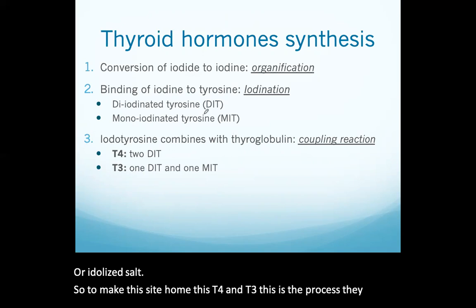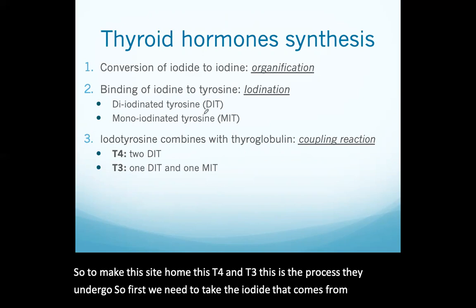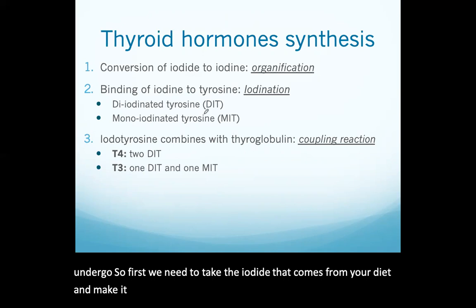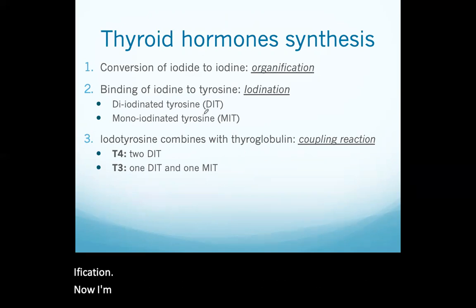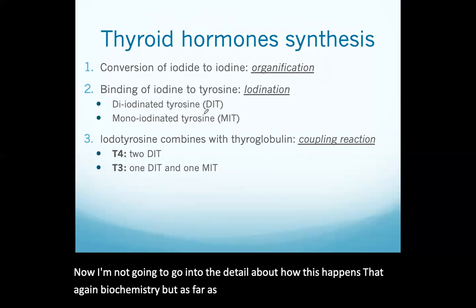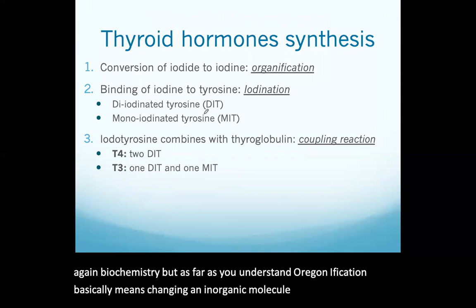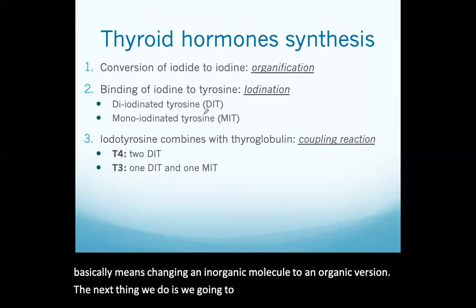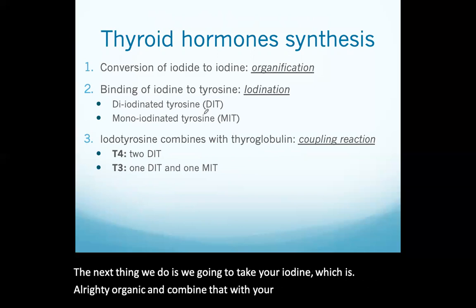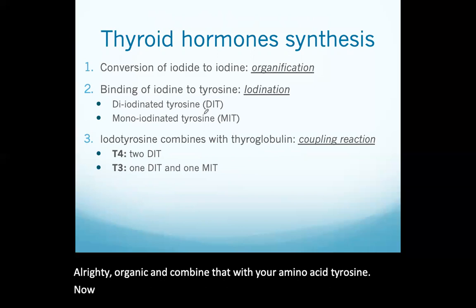So to make these T4 and T3 hormones, this is the process they undergo. First, we need to take the iodide that comes from your diet and make it an organic molecule through a process called organification. I'm not going to go into the detail about how this happens. That's, again, biochemistry. But as far as you understand, organification basically means changing an inorganic molecule to an organic version. The next thing we do is take your iodine, which is already organic, and combine that with your amino acid tyrosine. The combining or binding process is called iodination.